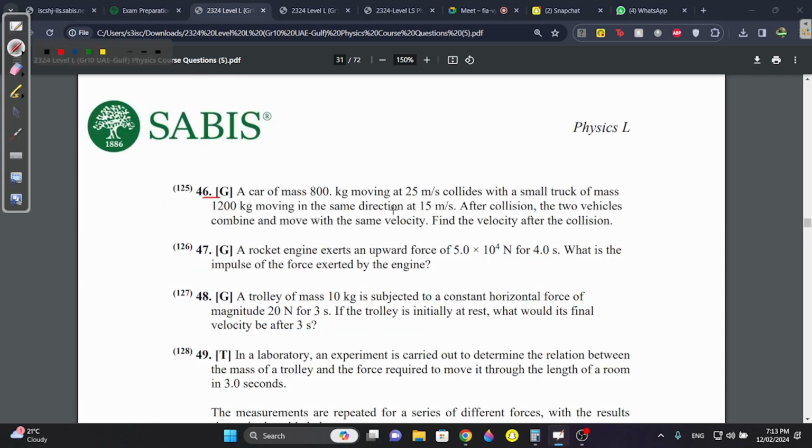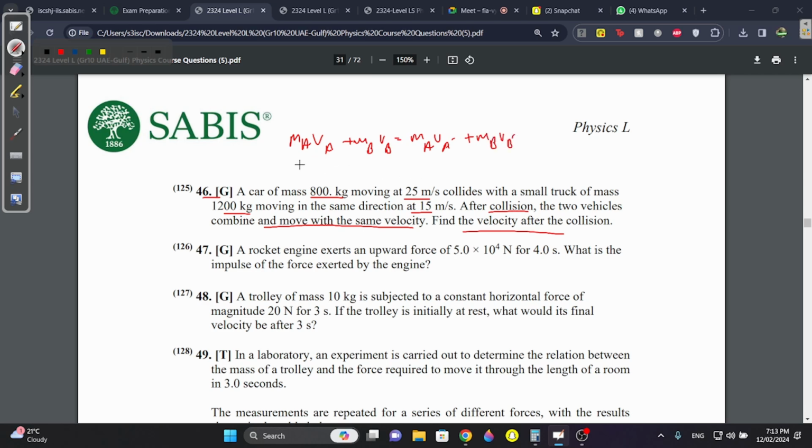Okay, question 46. A car of mass 800 kilograms moving at 25 meters per second collides with a small truck of mass 1,200 kilograms moving in the same direction at 15 meters per second. After collision, they combine and move with the same velocity. Find the velocity after the collision. Remember, when you have collisions, use MAVA plus MBVB equals MAVA prime plus MBVB prime.